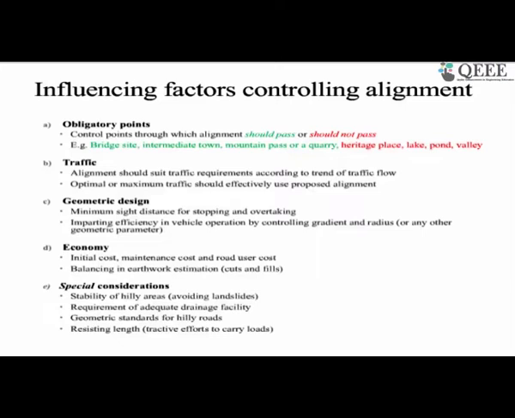The other influencing factor is the geometric design. Based on the classification of the roadway, the roadway needs to meet certain geometric features, and that actually influences the overall alignment. So in a national highway or expressway you will have a milder curve compared to the local highway. So that is one example.